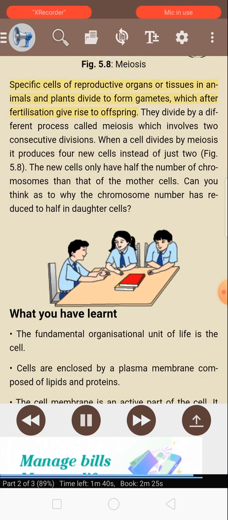Specific cells of reproductive organs or tissues in animals and plants divide to form gametes, which after fertilization give rise to offspring. They divide by a different process called meiosis, which involves two consecutive divisions. When a cell divides by meiosis, it produces 4 new cells instead of just 2, figure 5.8. The new cells only have half the number of chromosomes than that of the mother cells. Can you think as to why the chromosome number has reduced to half in daughter cells?